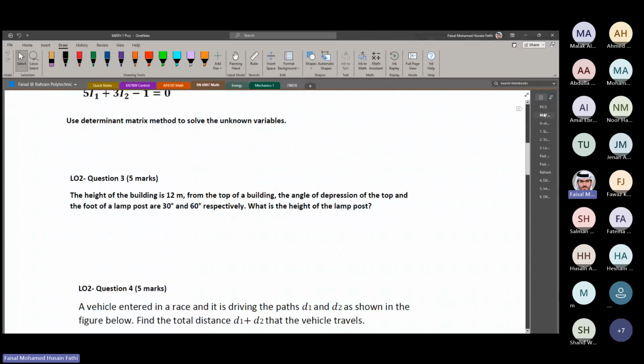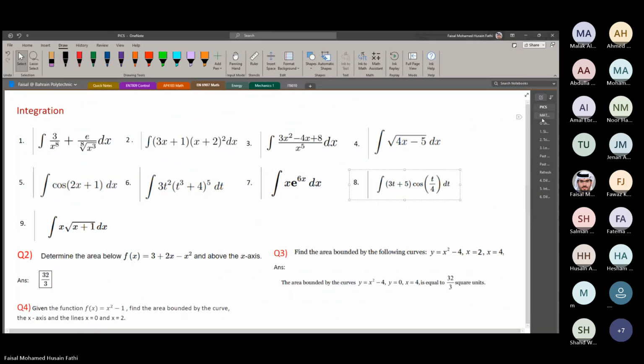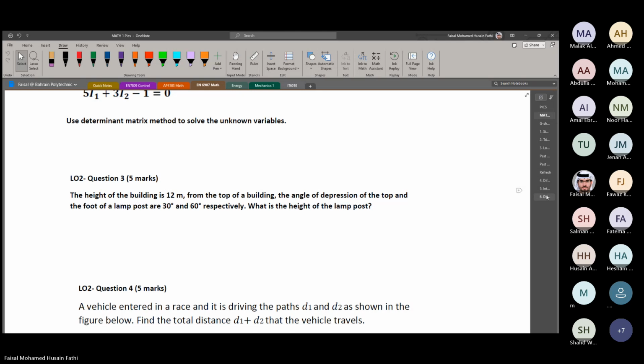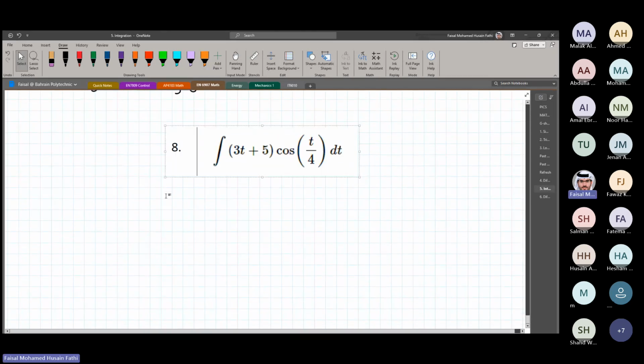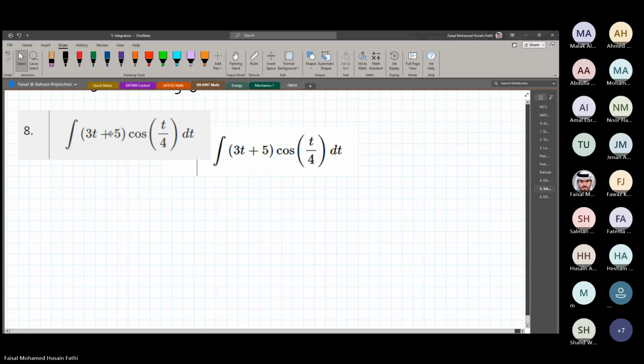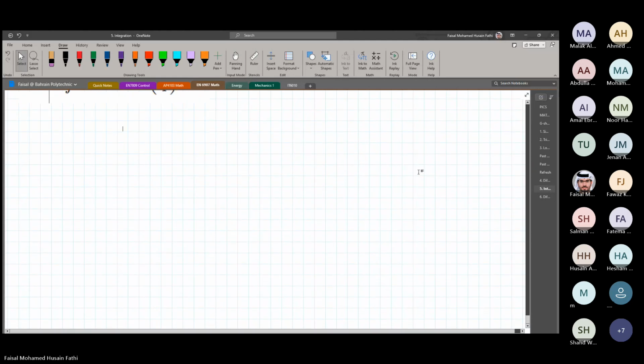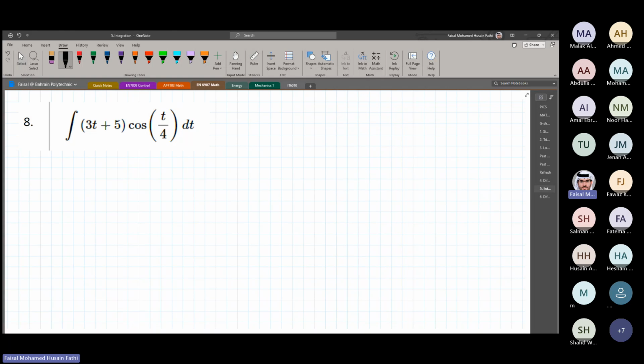Now let's see the next question. Again, exactly the same thing. Here you see 3t plus 5 times cosine t over 4. Instantly, you know, integration by parts. This will be our u, and this will be our dv. And that's it. And start solving.